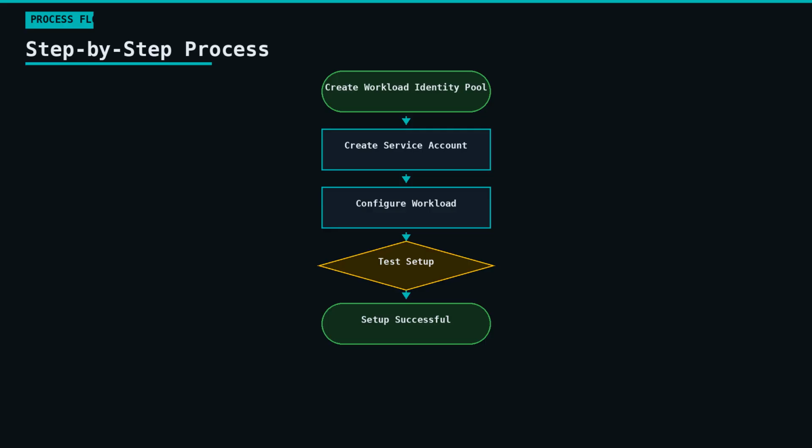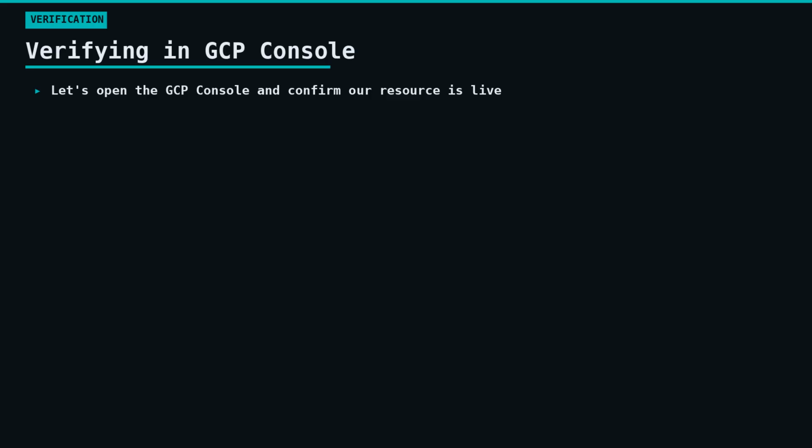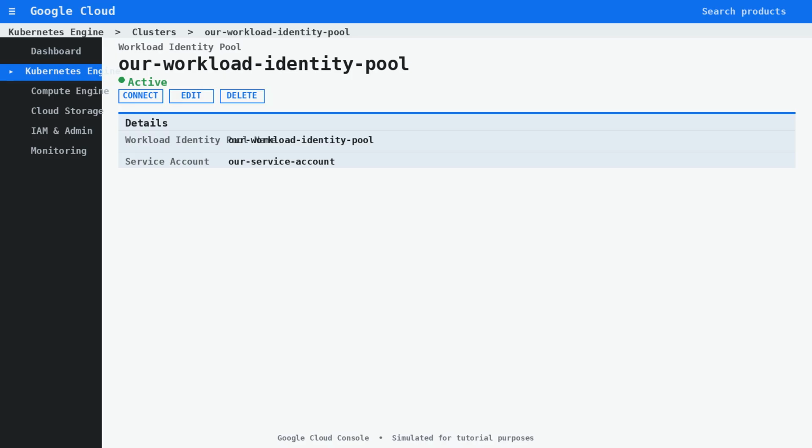To verify that our Workload Identity Federation setup is working, we can check the GCP console. We'll look for the workload identity pool and the service account, and ensure that our workload is using the correct credentials to access the desired resources. We can also check the audit logs to see if there are any issues with authentication or authorization.